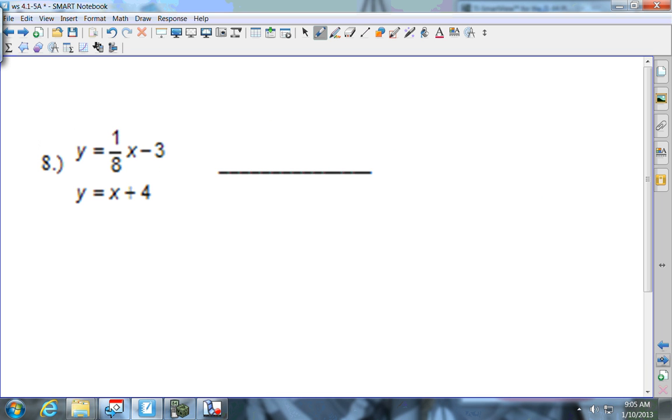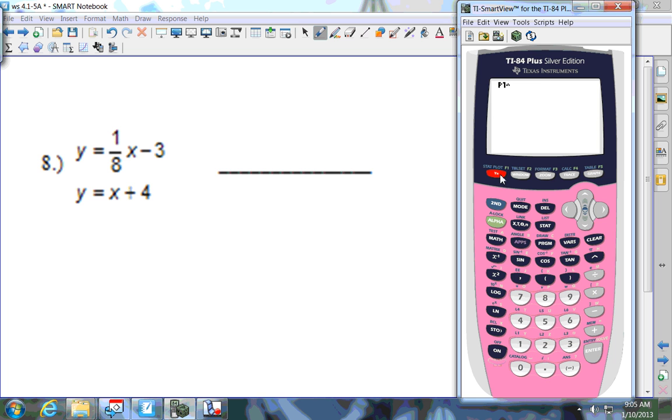Next one. And this is the last one on here. Let me clear these out. Let's put 1 divide 8x minus 3. And down here I've got x plus 4. It's going to graph the first one. Then it's going to graph the second one.